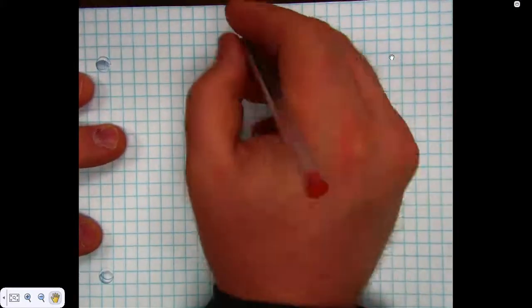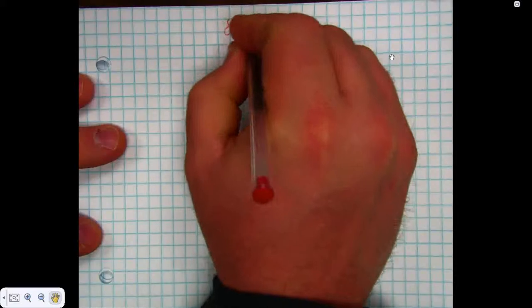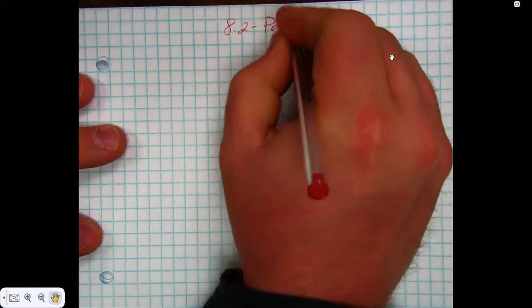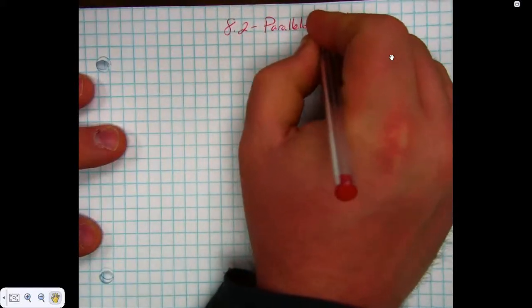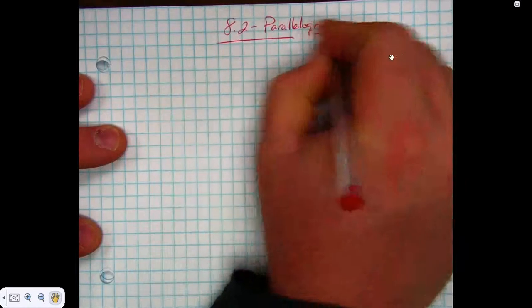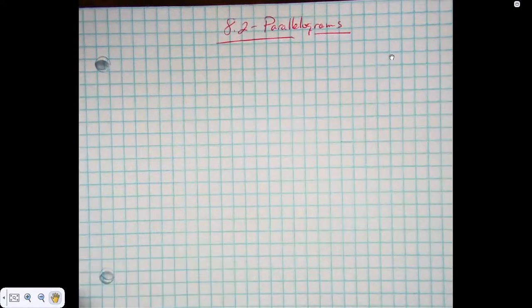All right, everybody pay attention. It looks like a cereal box. Ladies. Okay, parallelograms.